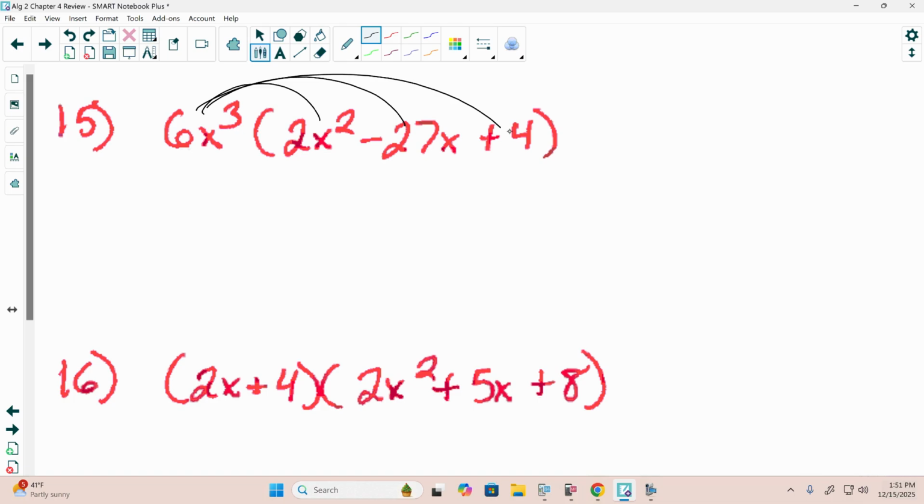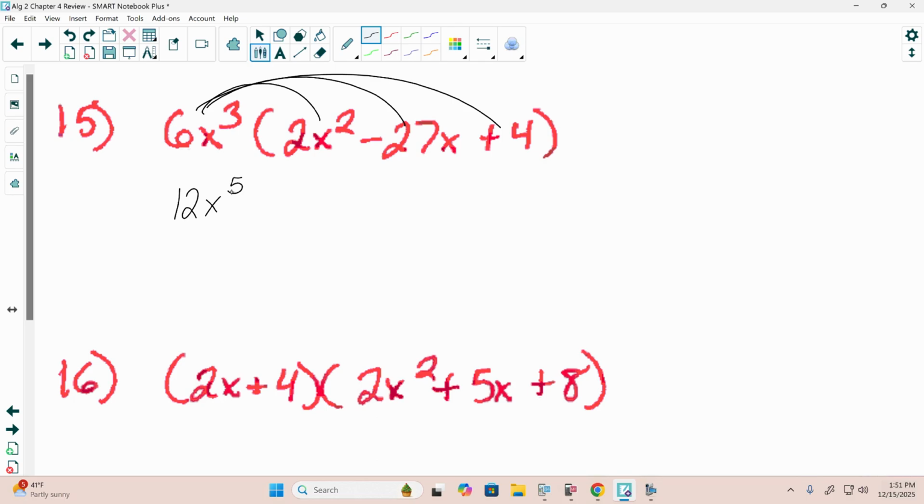So the first thing we're going to do is 6x cubed times 2x squared. Well, our 6 times 2 is 12. X cubed times x squared would be x to the fifth, because when we multiply like bases, we add the exponents. So 3 plus 2 is 5.